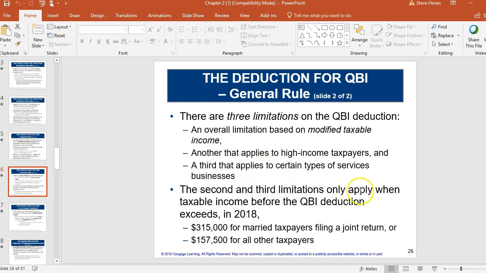The second and third only apply when taxable income before the QBI exceeds these 2 numbers here. And this is for 2018. So this is what you'll get in your homework for this class: 315 if it's married filing jointly, or basically half that, 157.5 for everybody else, who is either filing single, head of household, or married but not filing jointly.